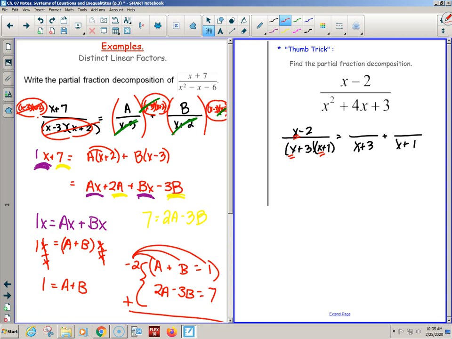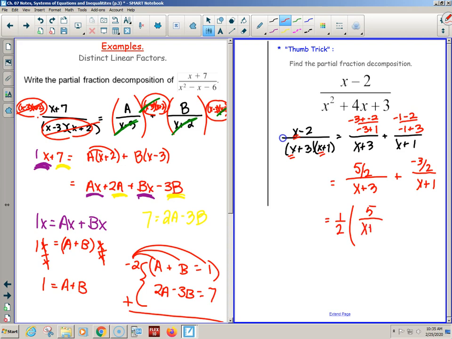Okay, I'm covering up x plus 3. What's my 0? Negative 3. So negative 3 minus 2 all over negative 3 plus 1. I'm covering up a factor. Give me the 0. Negative 1. Negative 1 minus 2 all over negative 1 plus 3. Negative 3 plus negative 2 is negative 5. Negative 5 over negative 2, I get 5 halves. And I get negative 3 over 2. Negative 3 halves. The book would write it a little bit weirder. They'd probably put like a 1/2 in front. And they would do something like this.